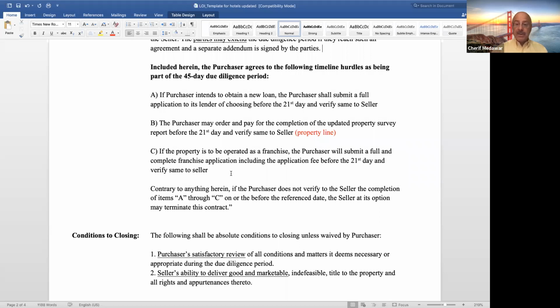Because if you're going to cancel Hilton, there is a cancellation fee. If you're going to cancel Marriott, there is a cancellation fee. Red Roof Inn, whatever it is, there is a cancellation fee. So I need to show the seller what I'm doing and how I'm proceeding.